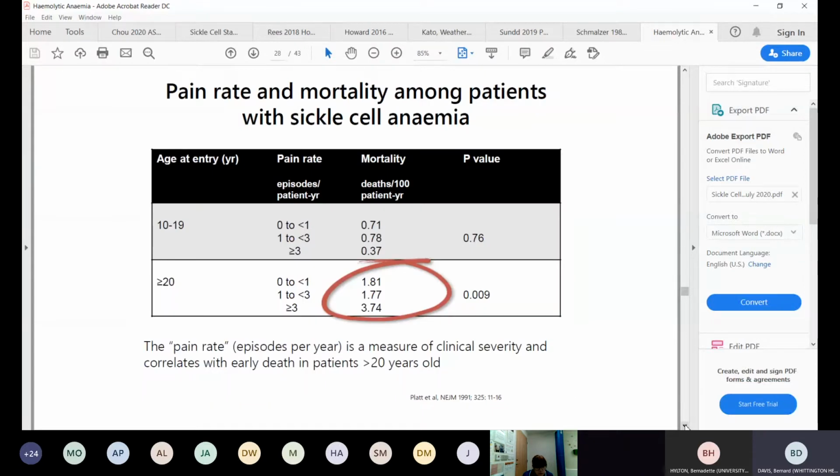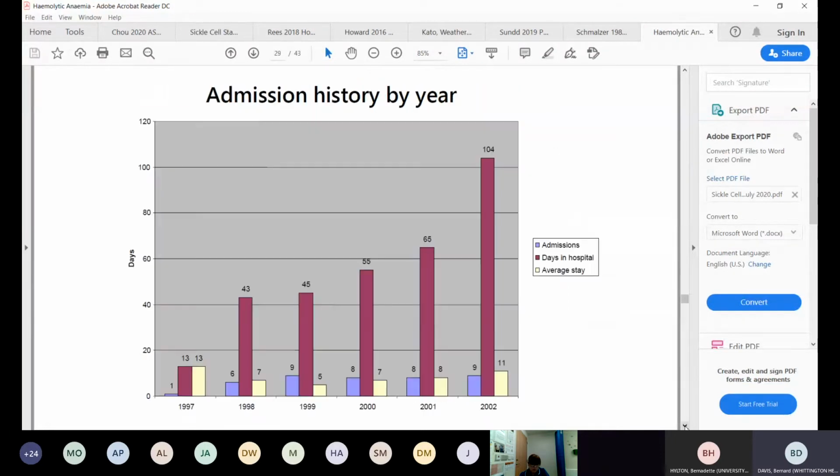This is just to show that the number of crises a year is an indicator of severity and it's related to mortality of the patient. So here, in adult patients, people who have had 3 or more admissions a year have a significant increase in mortality compared to those who have fewer episodes a year. So if a patient keeps coming back again, that's a bad prognostic sign.